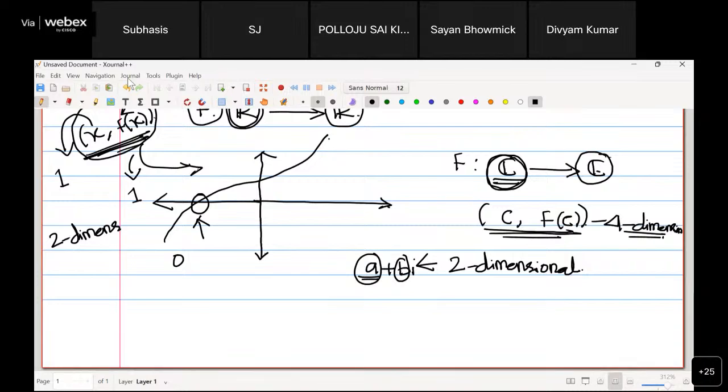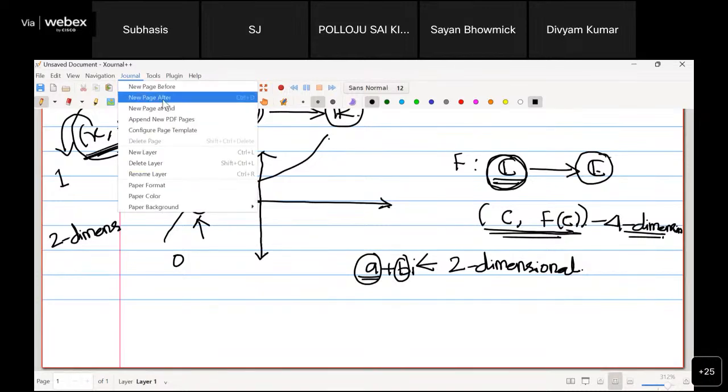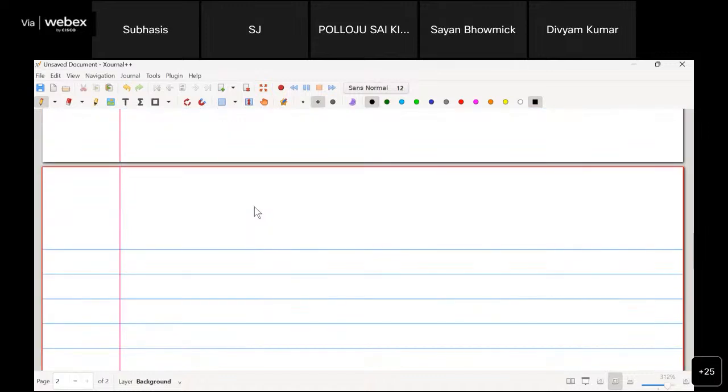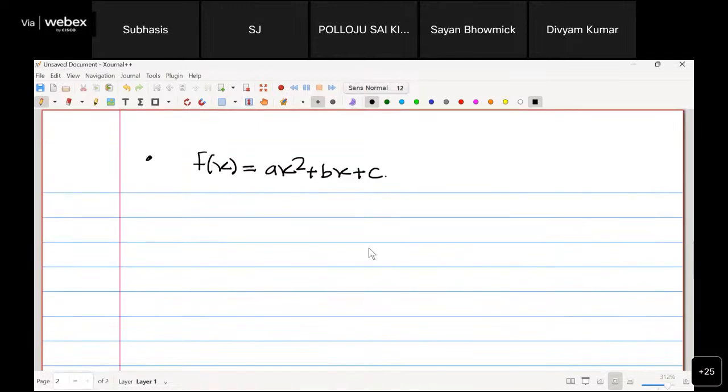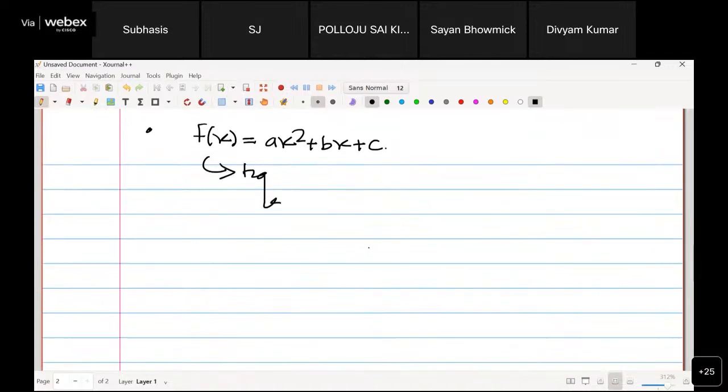Let me take an example. Suppose you have a quadratic function, ax square plus bx plus c. There is a theorem which says that this quadratic function has two roots, but it doesn't tell you whether it has two real roots or complex roots. That certainly you have to find.